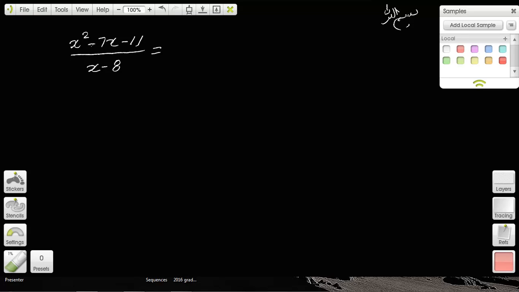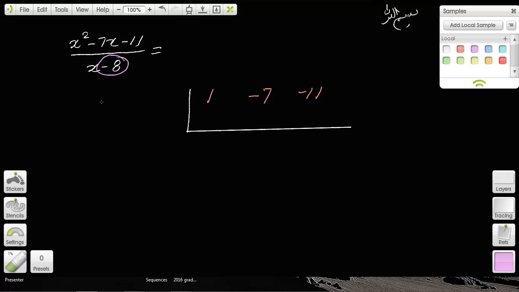What you do is, just like before for synthetic substitution, you copy down the coefficients and the constant term like this, making sure to fill any gaps if there are any terms missing. Then you make that line over there. This is how I do it. And then over here, you're substituting something. What you're going to substitute is actually the opposite of this constant term.